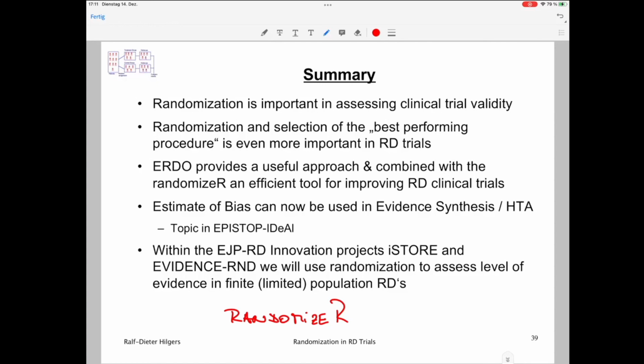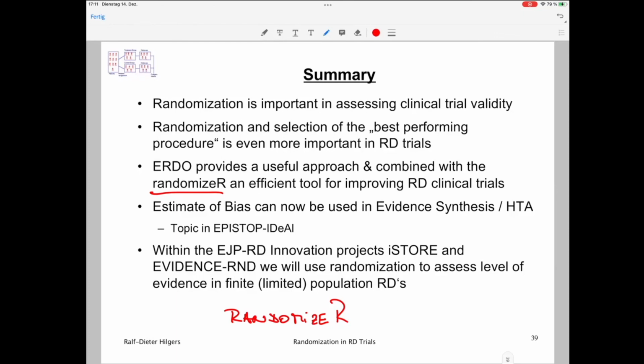So it can be done. The ERDO provides a useful, structured approach, so you know which steps you have to do, combined with the Randomizer software. Oh, it's written here also. An efficient tool for improving RD clinical trials, and the estimate of bias can now be used in evidence synthesis or health technology assessment, included in these processes, because we have now data for the effect of the bias, and we will evaluate that in EPISTOP IDEAL.